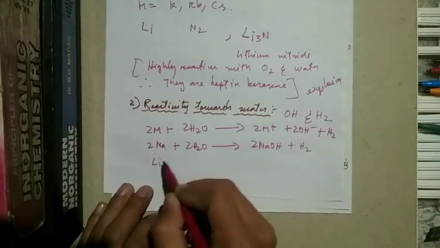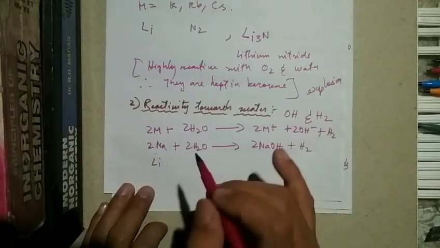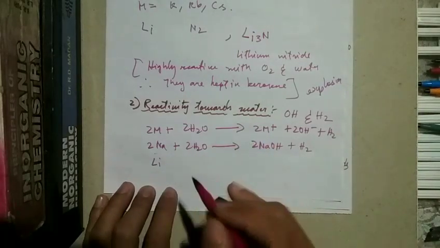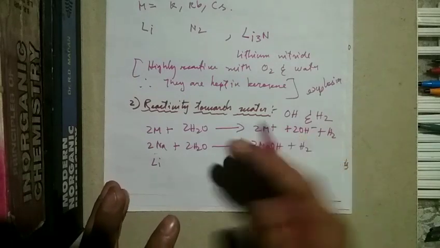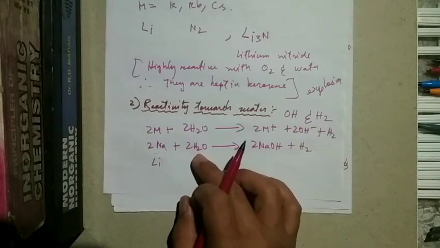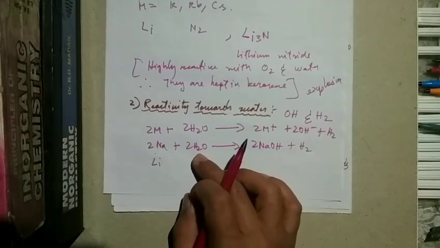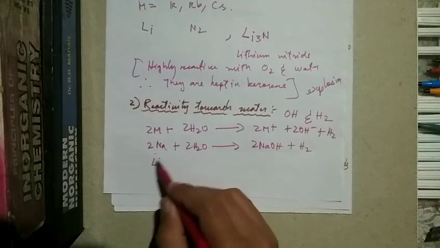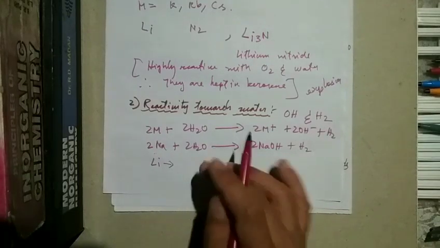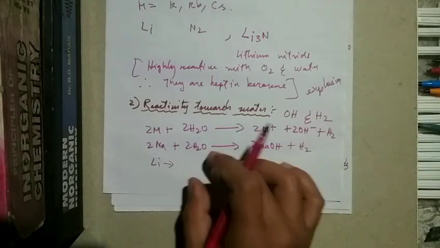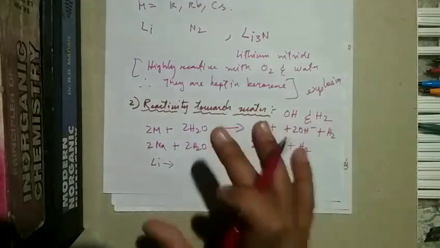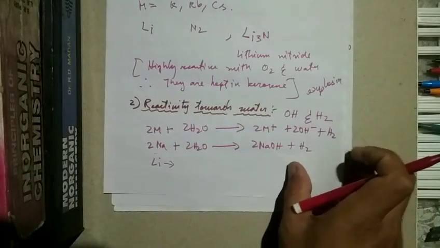However, lithium is very small, so it reacts less readily than the rest of the alkali elements. The reason is its small size and also its high hydration enthalpy. This hydration enthalpy we have discussed in the general characteristics in our Part-1 video.